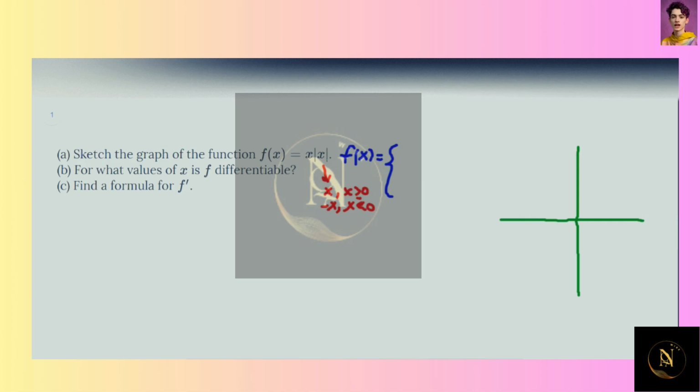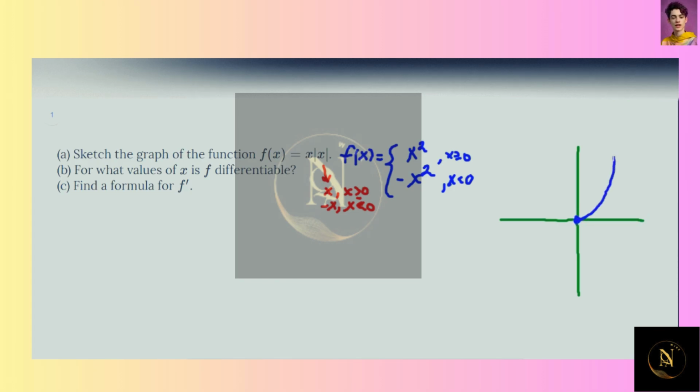Therefore, if we separate this into x is greater than or equal to 0 and x is less than 0, then the function can be rewritten as x times x, or x squared, when x is greater than or equal to 0, and x times negative x, or negative x squared, when x is less than 0. Now, this should help with graphing our function here, because we have an upward facing parabola x squared for x greater than or equal to 0.